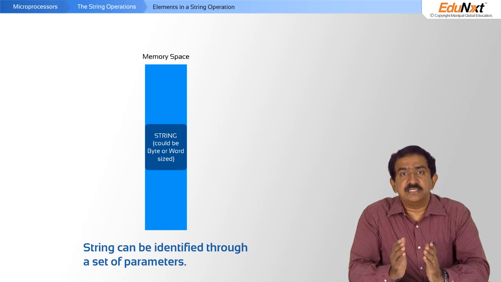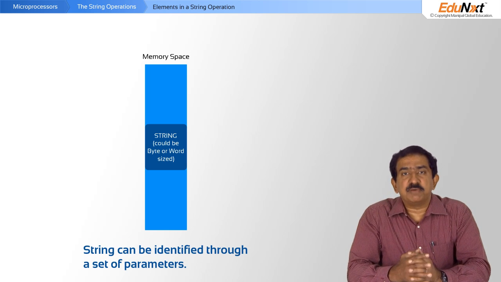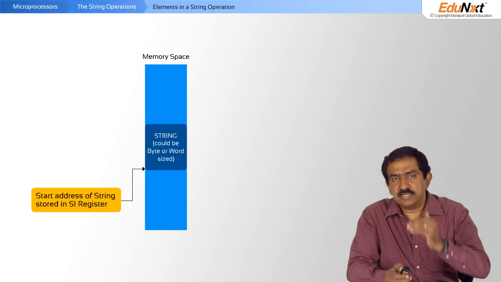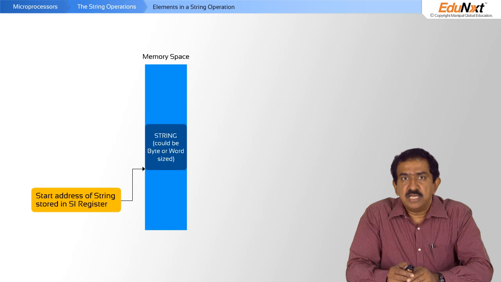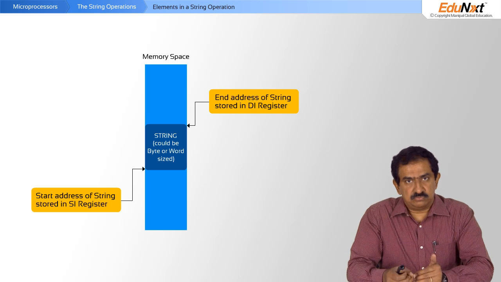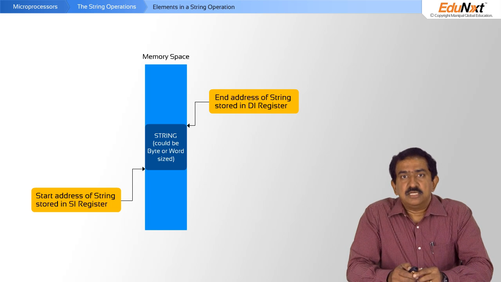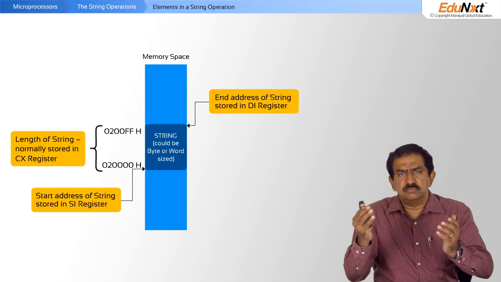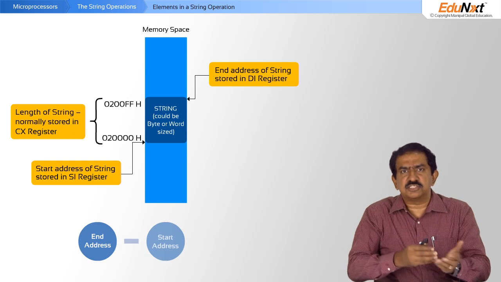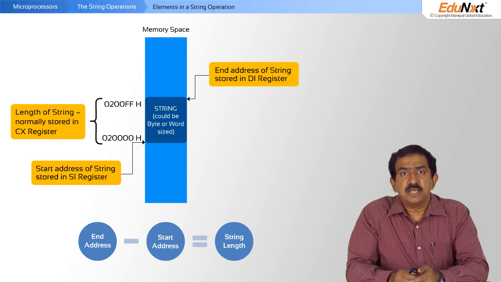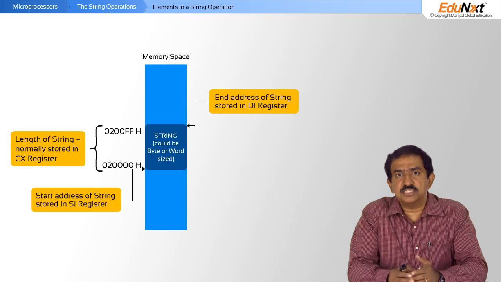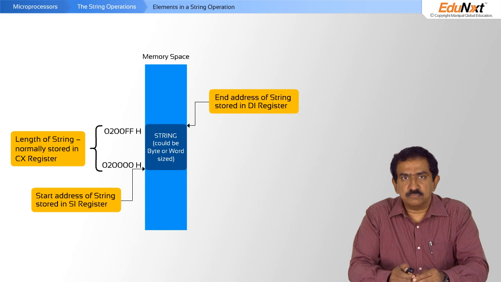Similarly, you need to identify a string through a set of parameters. The first one is obviously the start address of the string. Where exactly in memory does the string begin? The second one is the end address. Where does it stop? But on top of this, you also need to define the length of the string. And you're going to ask me, hey, but just end address minus start address should give you the length of the string. Now that is an operation that is an overhead on the processor. So to make it easier, you also provide the length of the string.